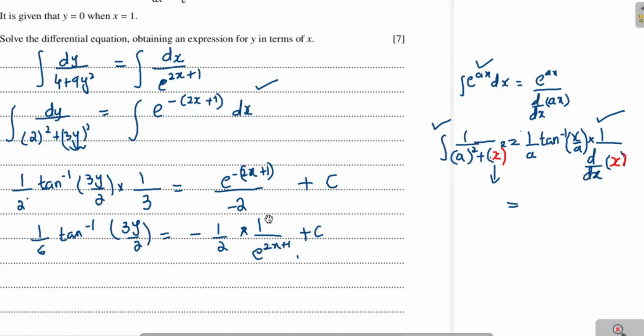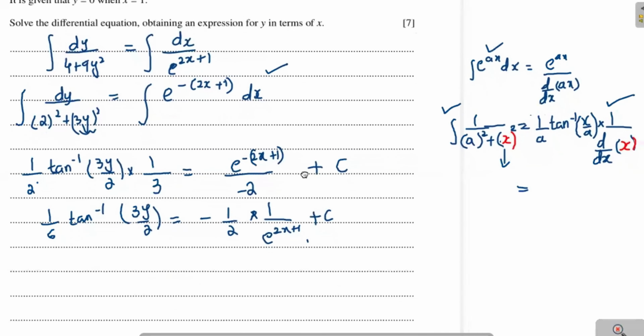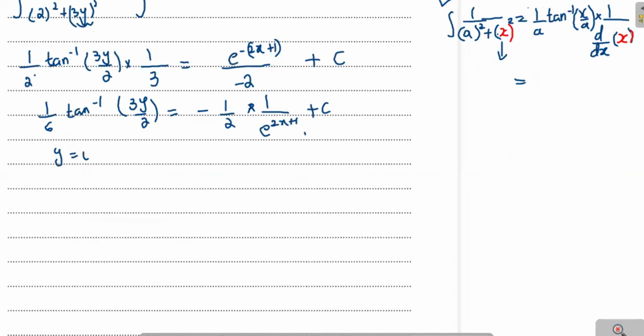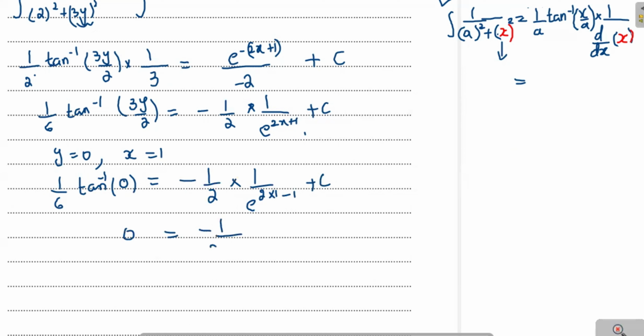Now to find the value of c, we substitute the values y equal to 0 and x equal to 1. We get 1 over 6 into tan inverse 0 equal to minus 1 over 2 into 1 over e power (2 into 1 plus 1) plus c. Now tan inverse 0 is 0. Then minus 1 over 2 into e power (2 plus 1), and 2 plus 1 is 3, so 1 over e power 3. Therefore, the value of c is minus 1 over 2 e power 3. Shifting from right to left side, that becomes positive 1 over 2 e power 3.